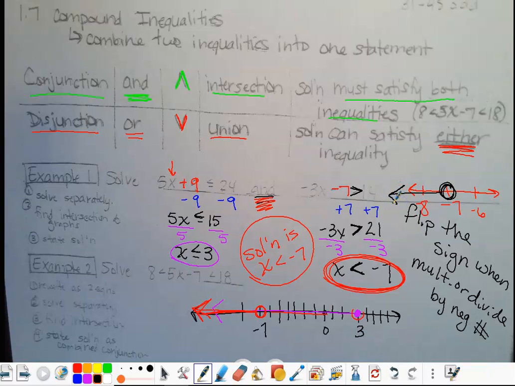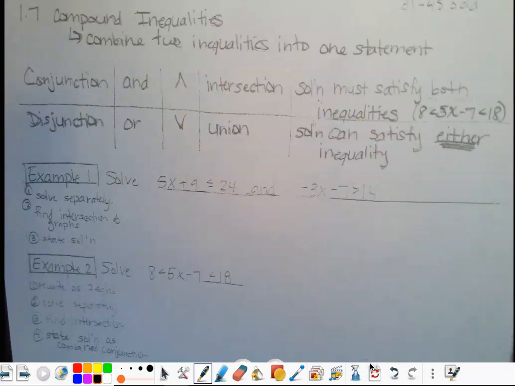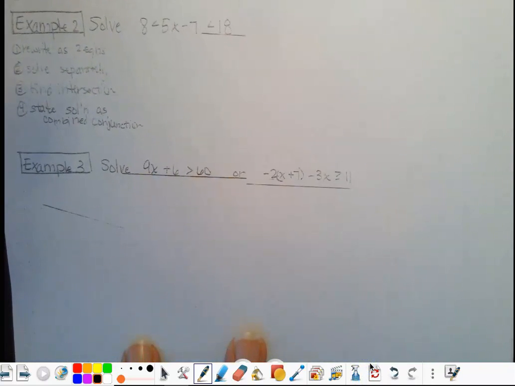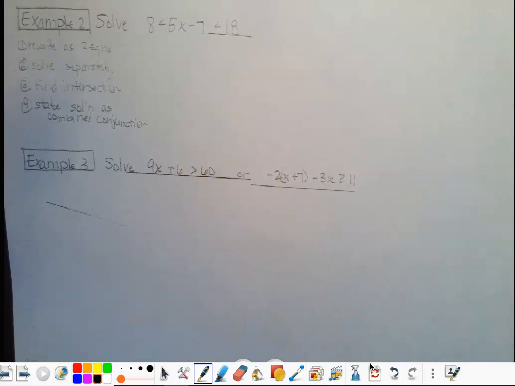All right, so let's look at example 2. Let's clear this off and look at example 2. We're solving 8 is less than 5x minus 7 is less than 18. The first thing you need to do is rewrite it as two inequalities. I'm going to have 8 is less than 5x minus 7 as one, and then the other one is going to be 5x minus 7 is less than 18. Hopefully you can see where I got those numbers from.